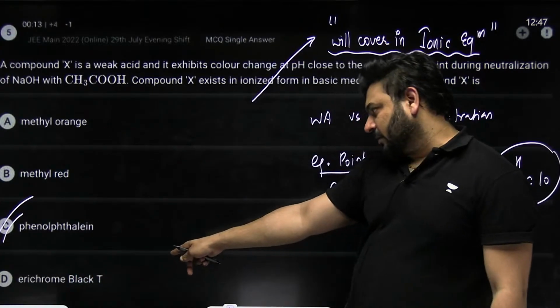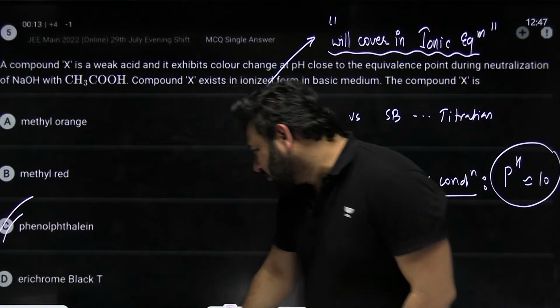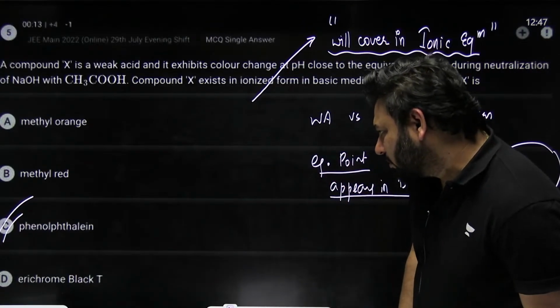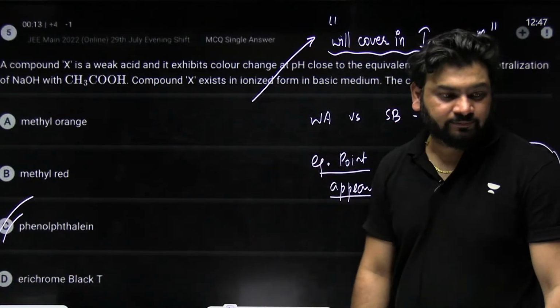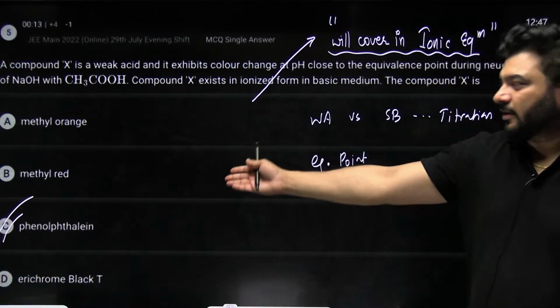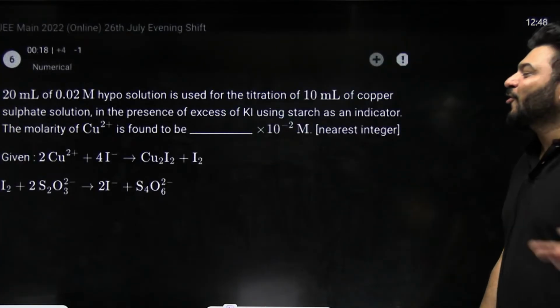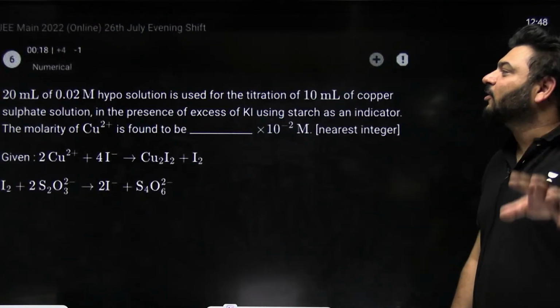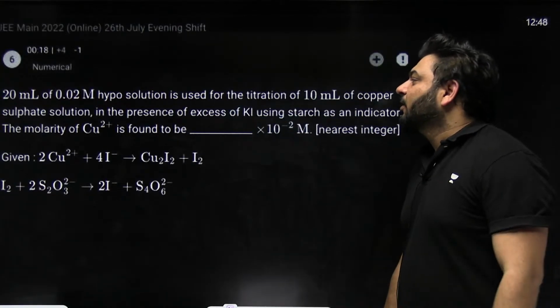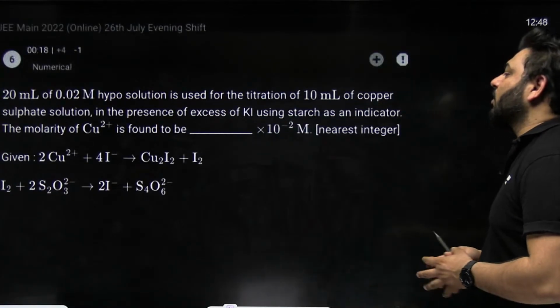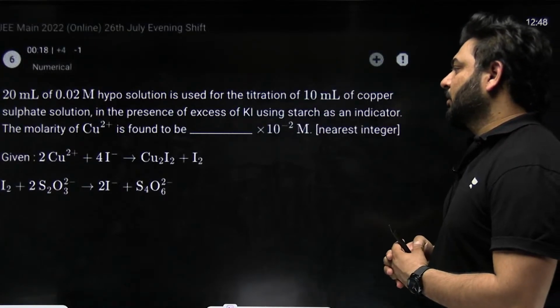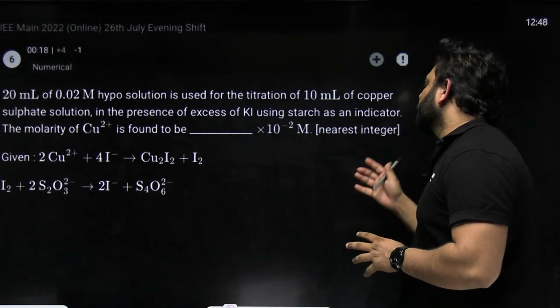This is Eriochrome Black T. Leave it, we got the answer C. Don't focus on what we don't know, focus on what we know and what we can get out of it, how we can use it productively for us. Okay, so it's a question, we use this question.